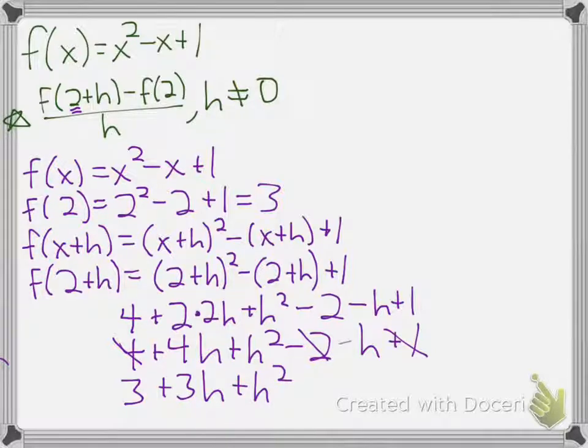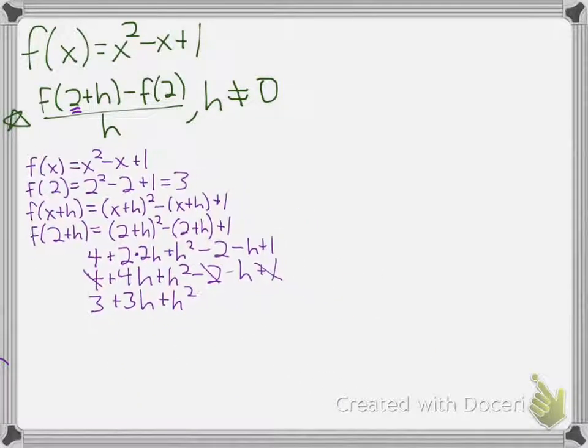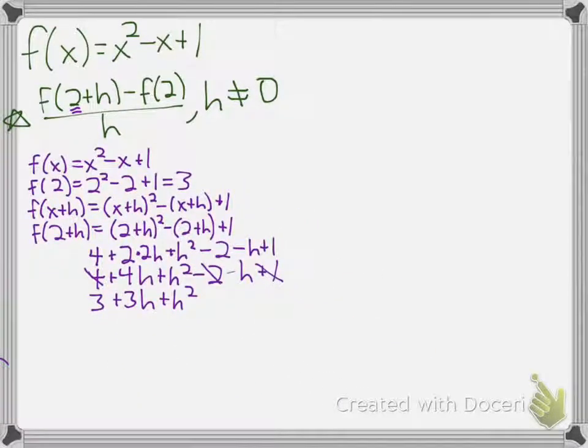So let's kind of shrink this stuff down. I got all these pieces that I need. Actually, I only need 2 of them. The ones I need are f of 2 and f of 2 plus h.